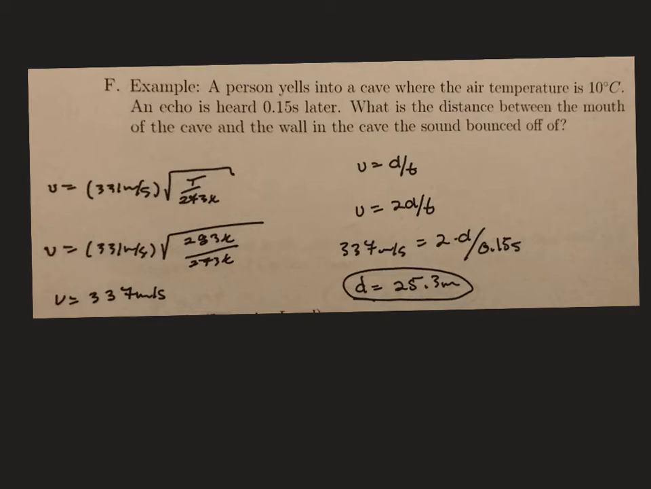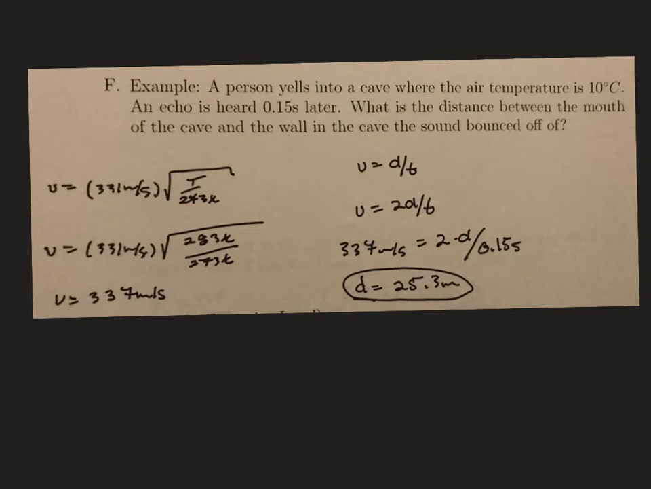We need to use our equation: velocity equals 331 meters per second times the square root of temperature divided by 273 K. So I've converted the Celsius into Kelvin by adding 273 degrees, so I'm plugging in 283 degrees Kelvin, and that gives me a speed of 337 meters per second.